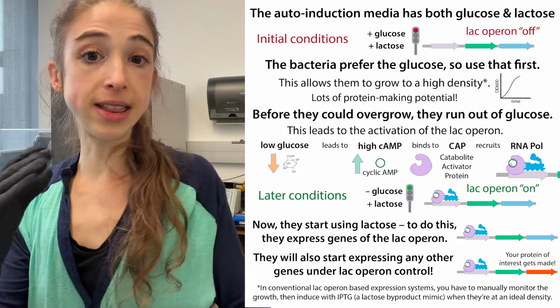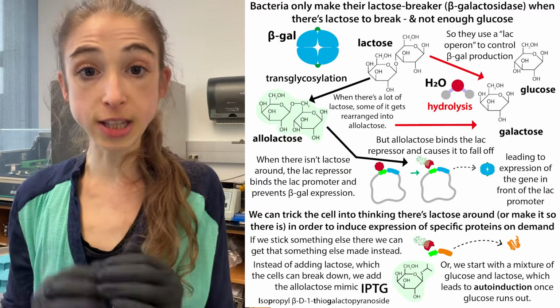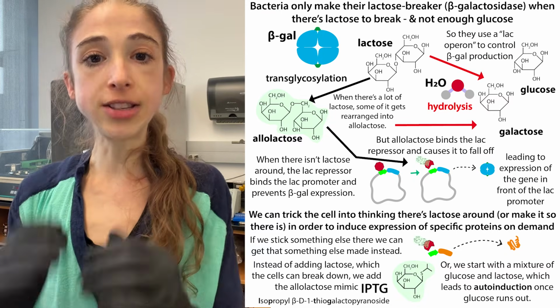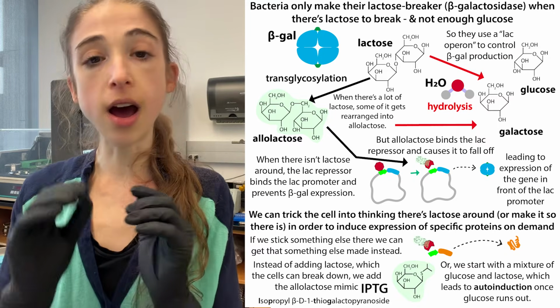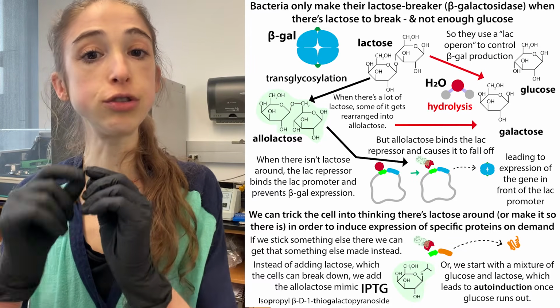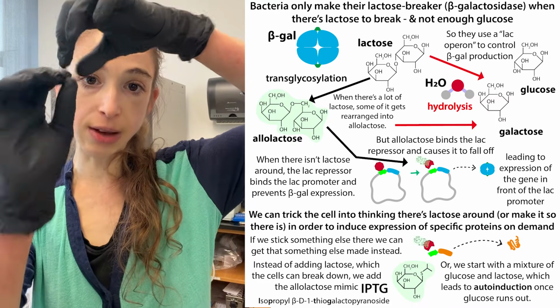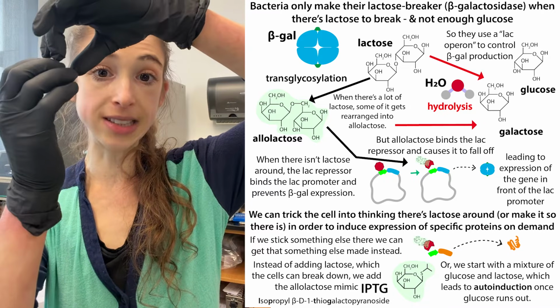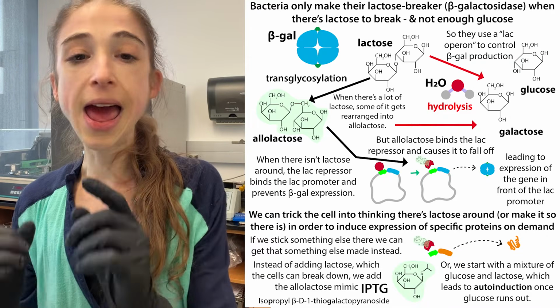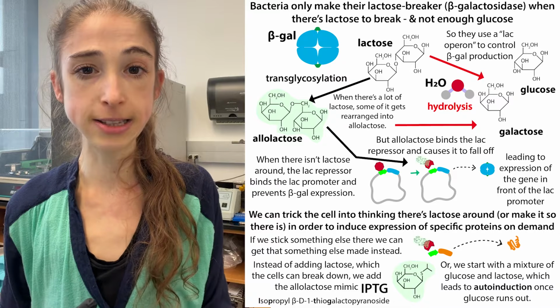And so how do we get these conditions manipulated? The conventional way is with IPTG. IPTG is a mimic of lactose. It's actually a mimic of allolactose, which is a version of lactose. If there's a lot of lactose around, some of it gets converted into allolactose, and that is actually the signal for bacteria that lactose is present.